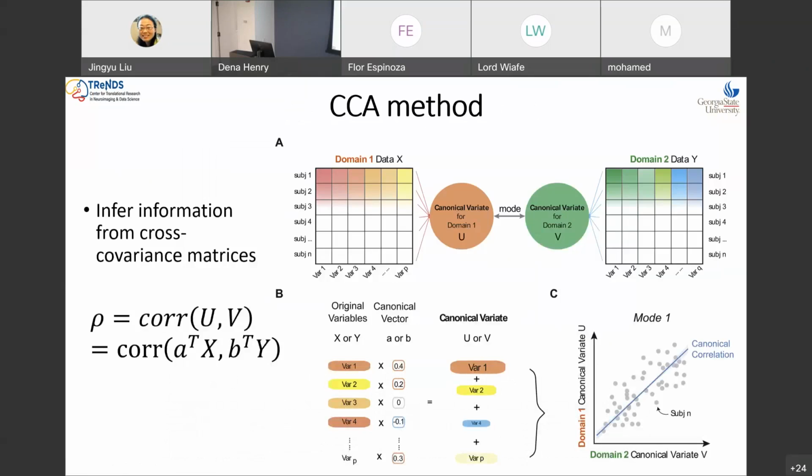And now I will switch to Jiayu, who will go over CCA, which stands for canonical correlation analysis, and then she will introduce the CCA-based set of algorithms.